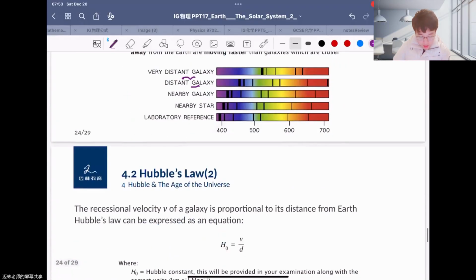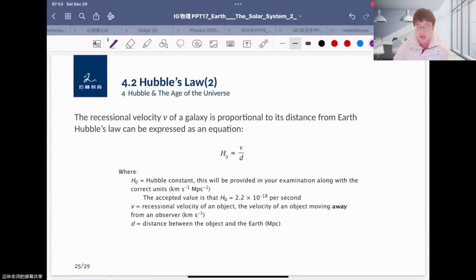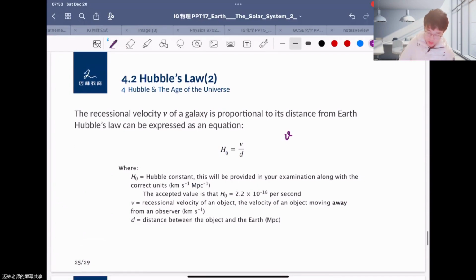And here we can find Hubble's law. Hubble's law is based on the knowledge we learned before. We knew that distance equals velocity times time taken, right? If we move velocity to the left side of the equation, it becomes distance over velocity equals time taken. Then we can reverse it, and it becomes velocity over distance equals 1 over time taken.